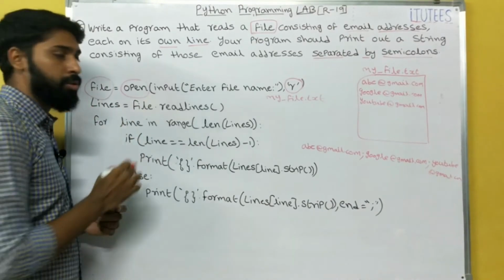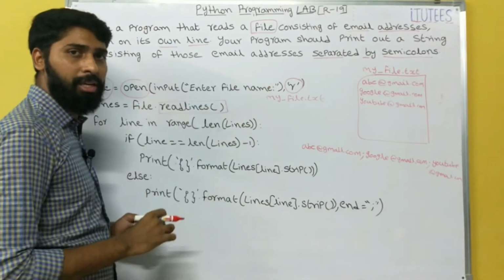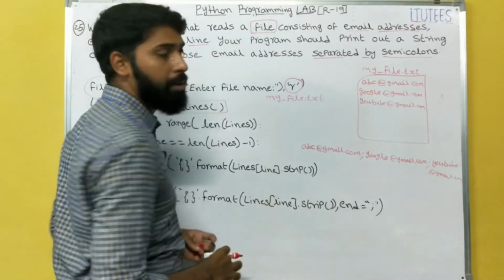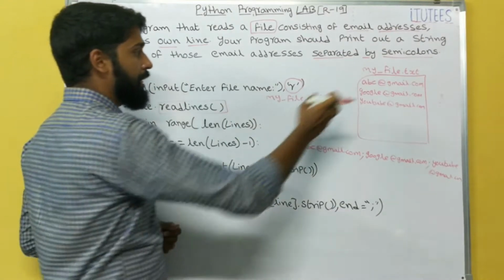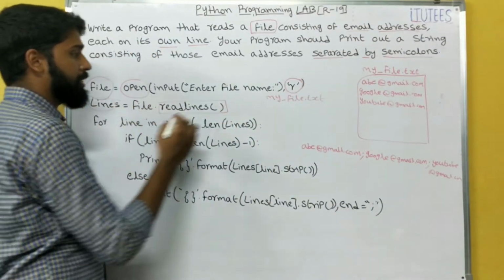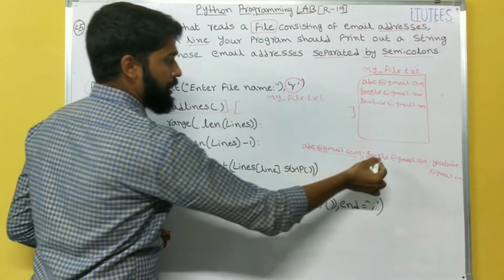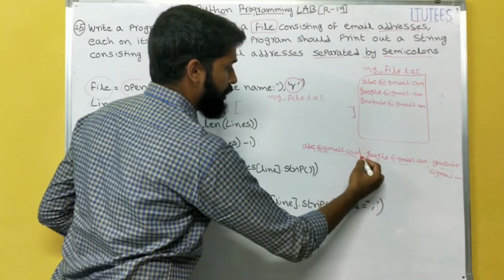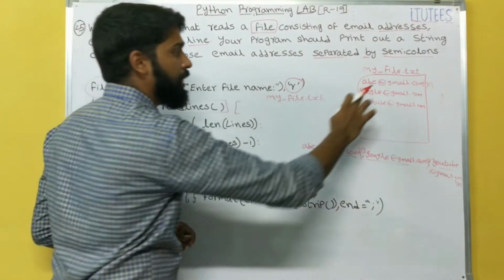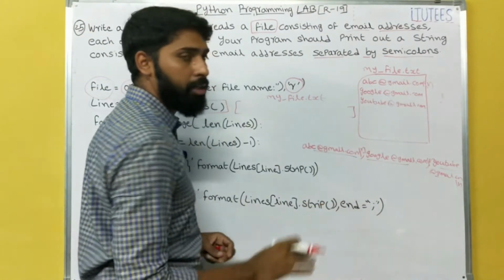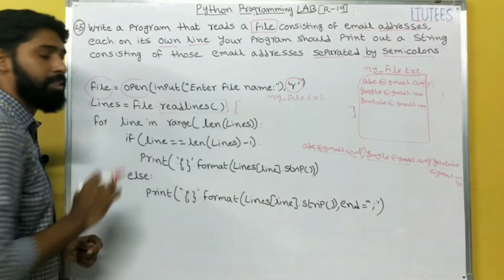So lines equals file.readlines. The readlines function is used to read the lines in the file. What are the lines? abc@gmail.com, google@gmail.com, youtube@gmail.com. These lines are stored in this lines list. So this is actually a list. In this list, all these are stored along with \n. At the time of entering the data, abc@gmail.com and pressing enter, that is \n. So that is stored in these lines.